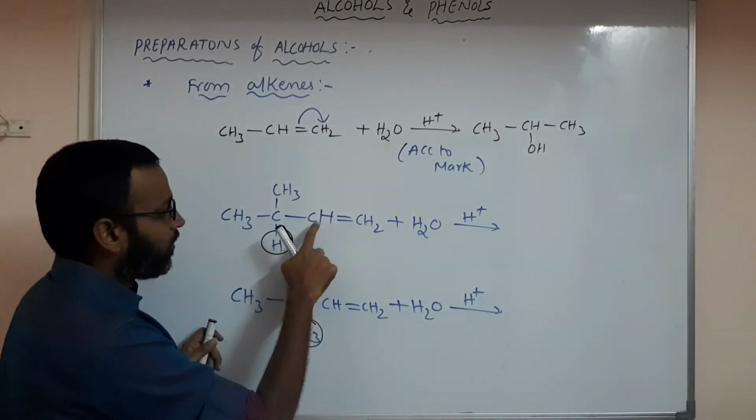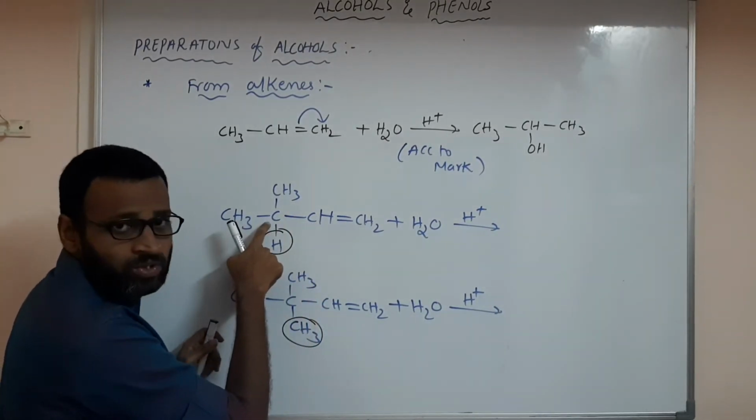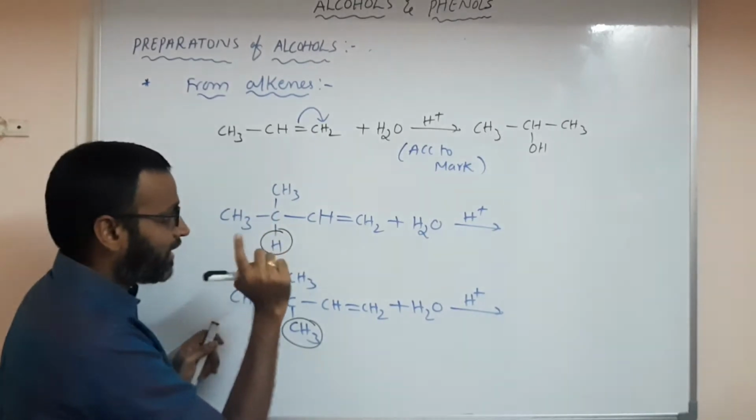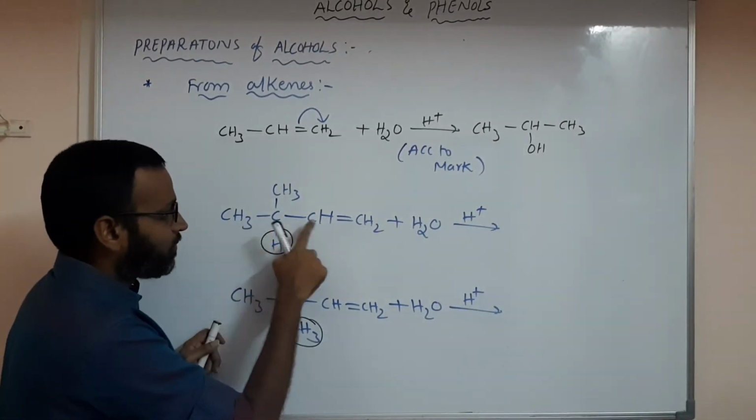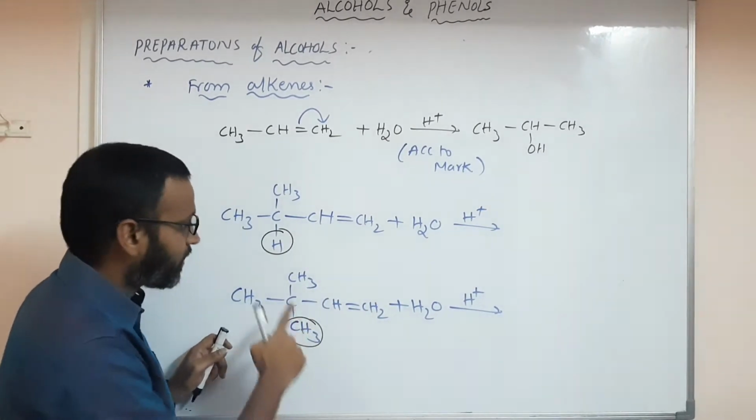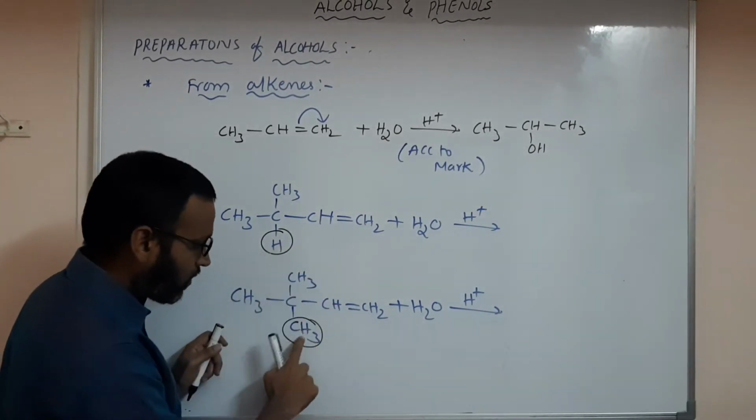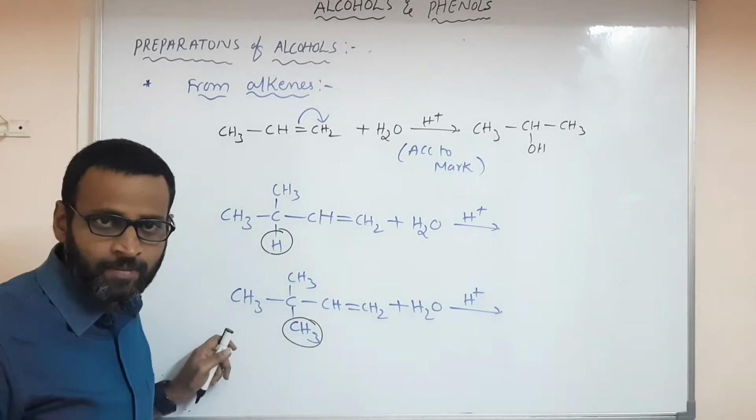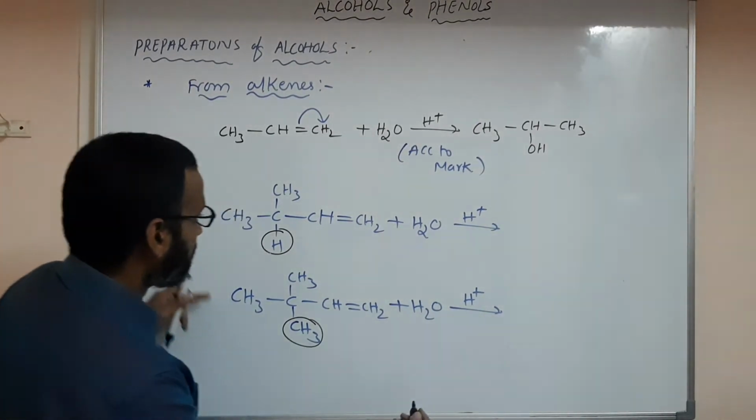I repeat: if the carbon adjacent to the double bond has the ability to form a more stable carbocation, then a hydride or methyl shift takes place. Got it, everyone? Now what can I write?